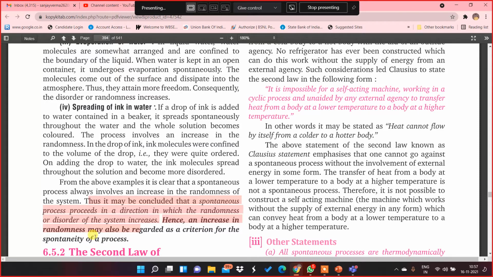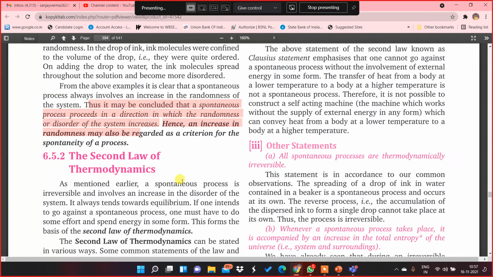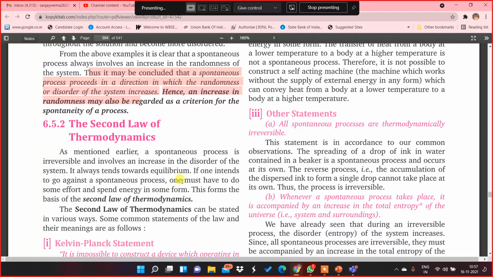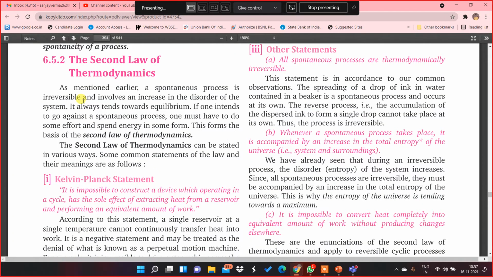Now moving towards the statement for the second law of thermodynamics. There are a variety of statements. We have already seen a spontaneous process is irreversible and involves an increase in the disorder of the system. It always tends towards equilibrium. If one intends to go against a spontaneous process, one must do some effort and spend energy in some form. Now, this is all governed by the second law of thermodynamics.